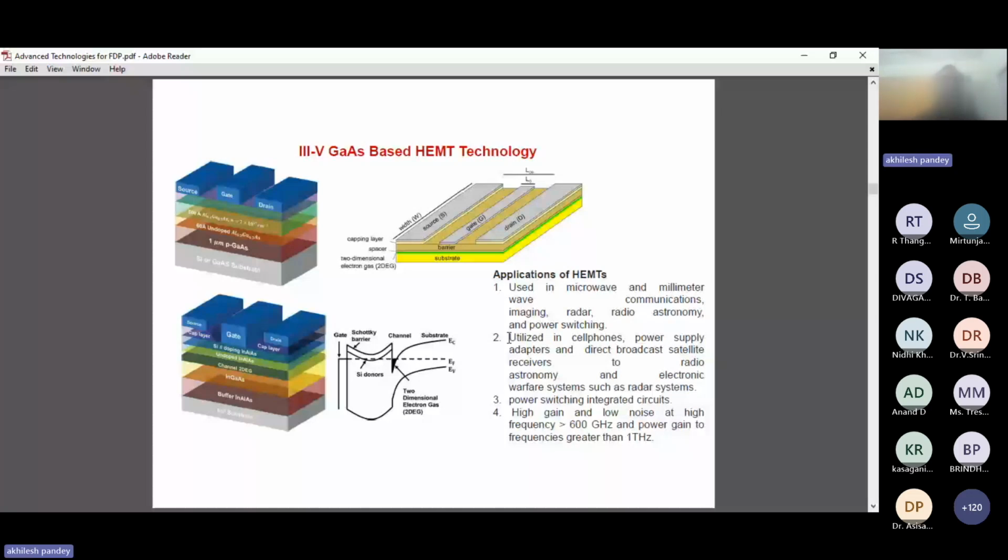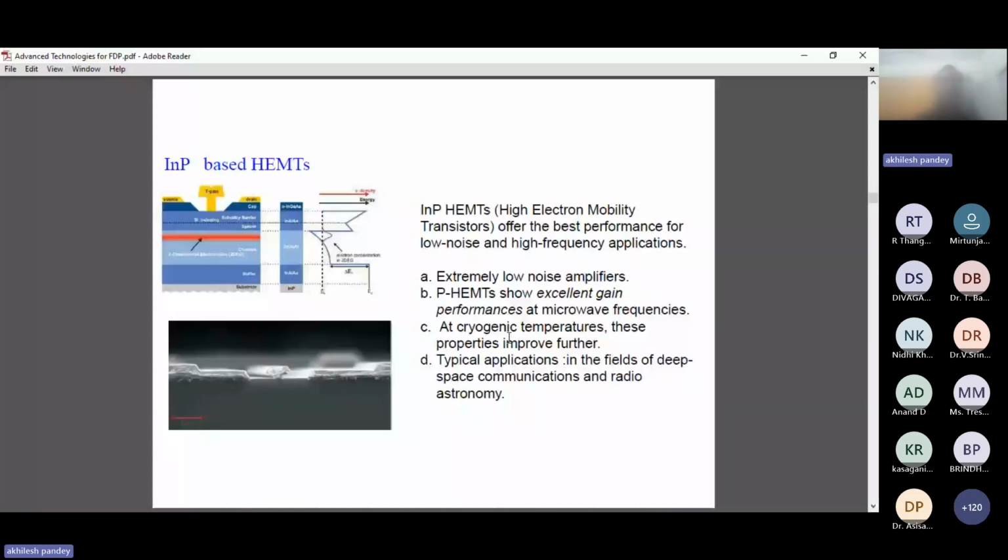Now come to the indium phosphide HEMT. This is also a high electron mobility transistor, and the 2DEG is formed at this region, that is, in between the indium gallium arsenide and indium aluminum arsenide layers. Here you can see that the gate is a T gate. So the gate length has been reduced to increase the frequency of the devices.